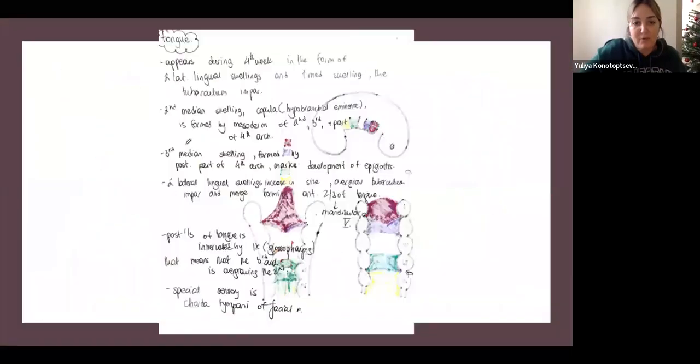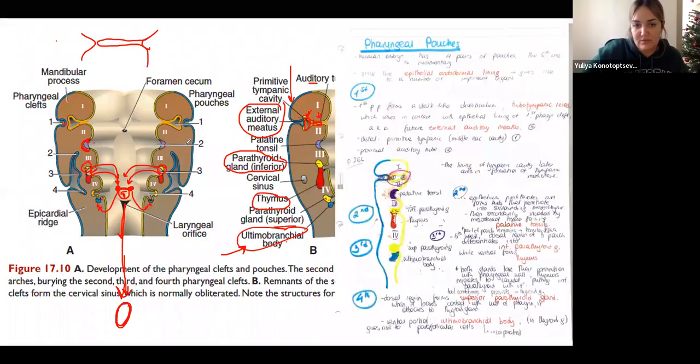And I hope you remember that the parafollicular cells come from the ultimobranchial body. We just talked about it, right? So the parafollicular cells, the C cells, the calcitonin secreting cells, come from the ultimobranchial body. So what we're going to talk about right now is where the follicular cells come from.